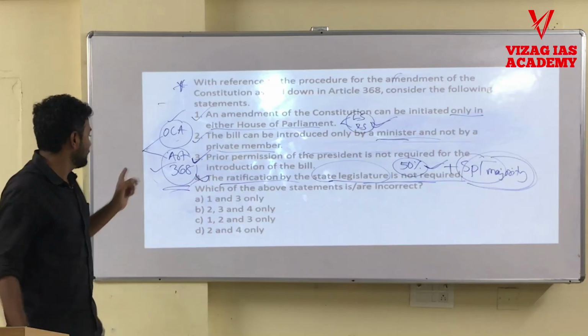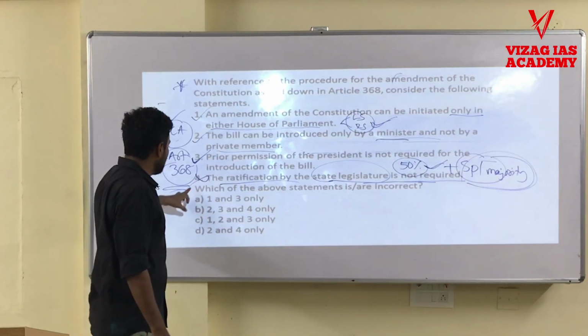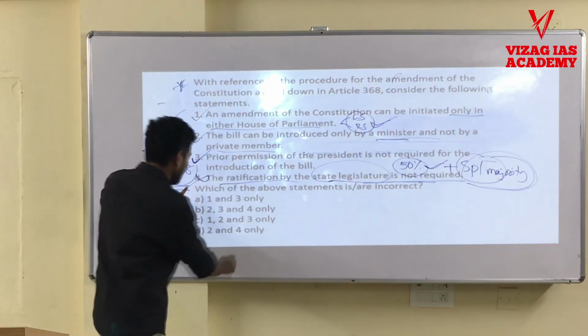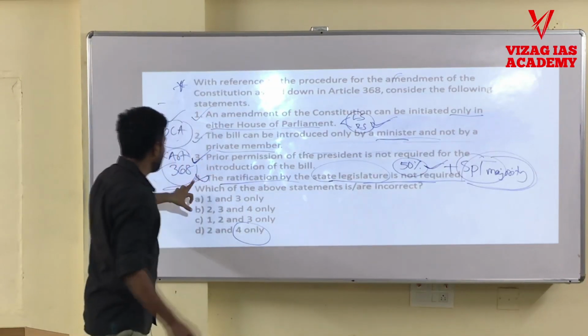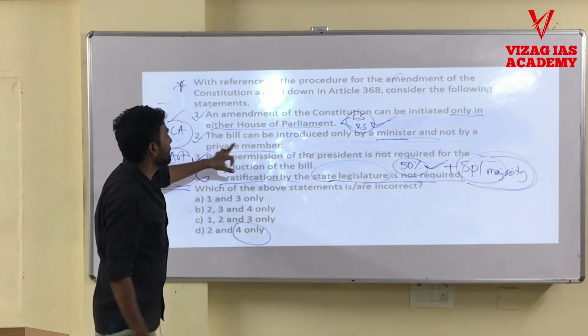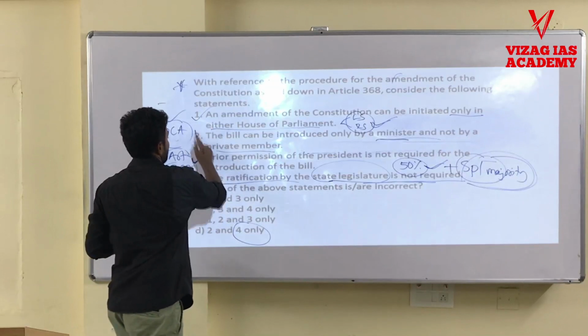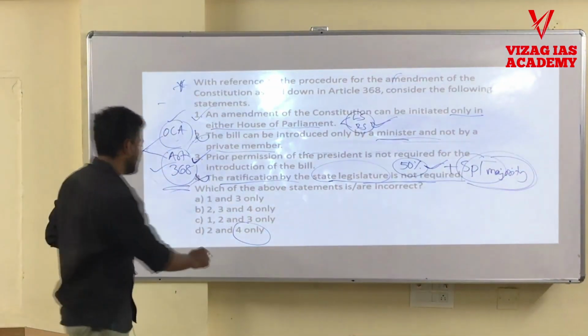So what is the answer? The fourth one is wrong, and the second one, the bill can be introduced by anyone, is also wrong. So 2 and 4. The answer is 2 and 4.